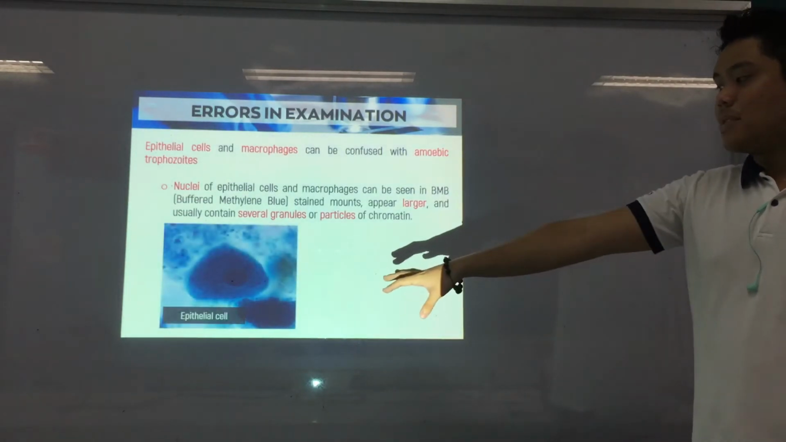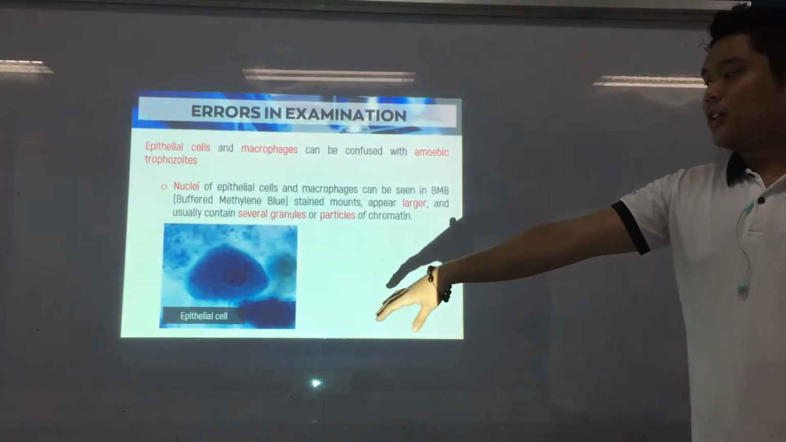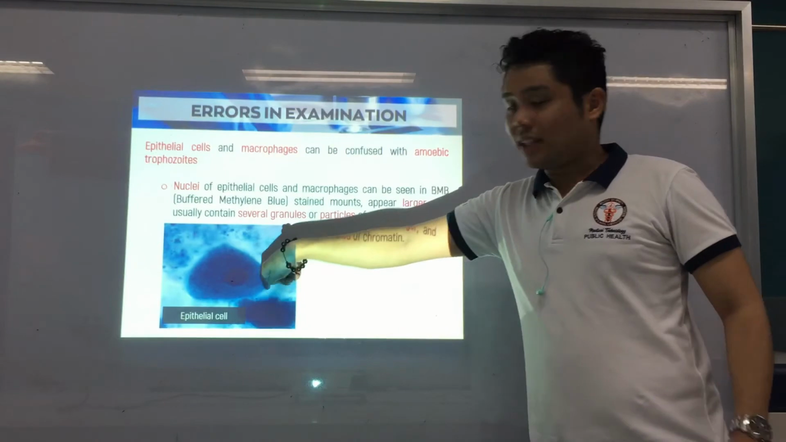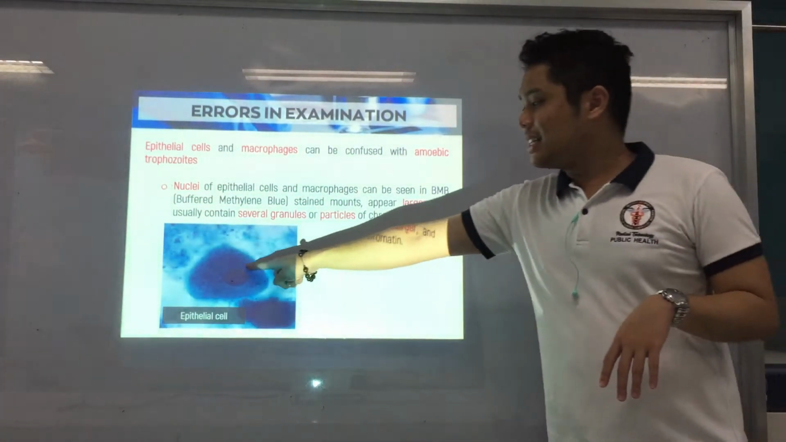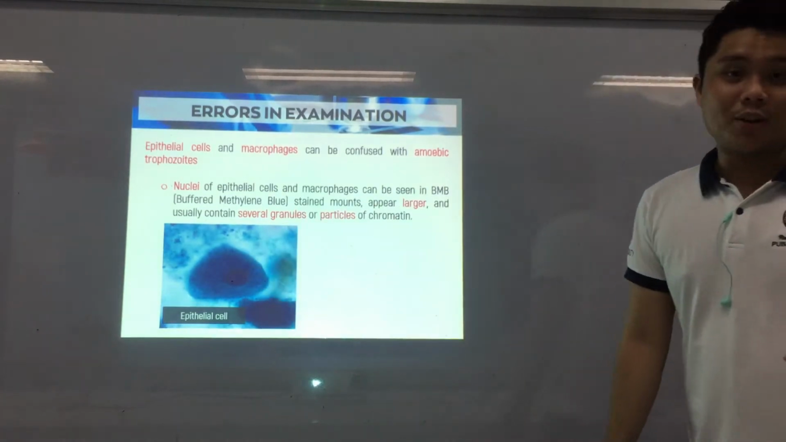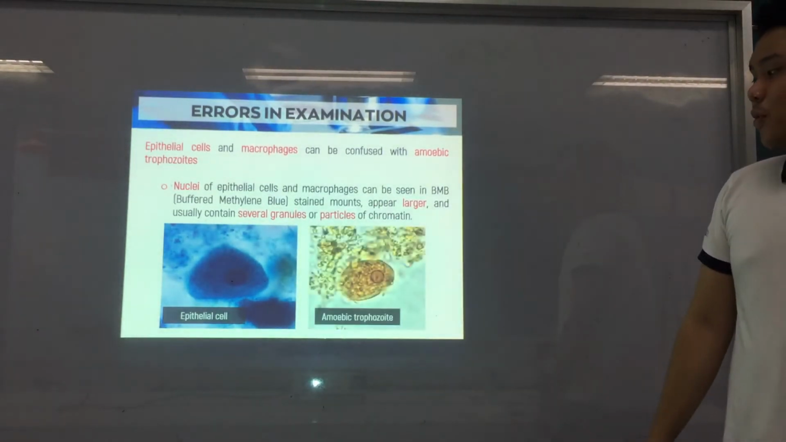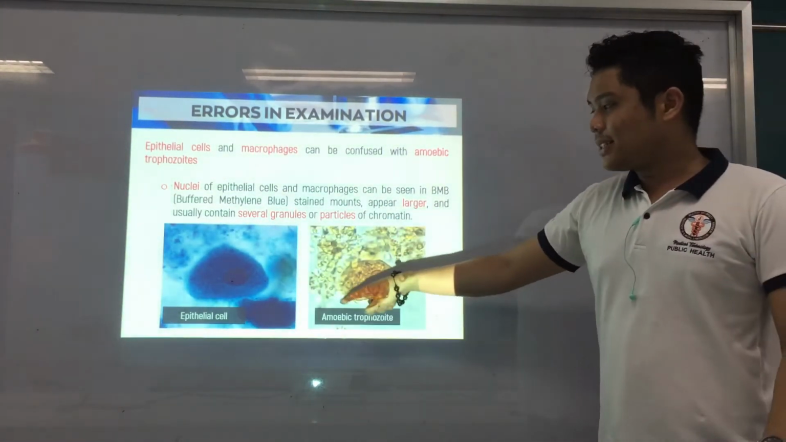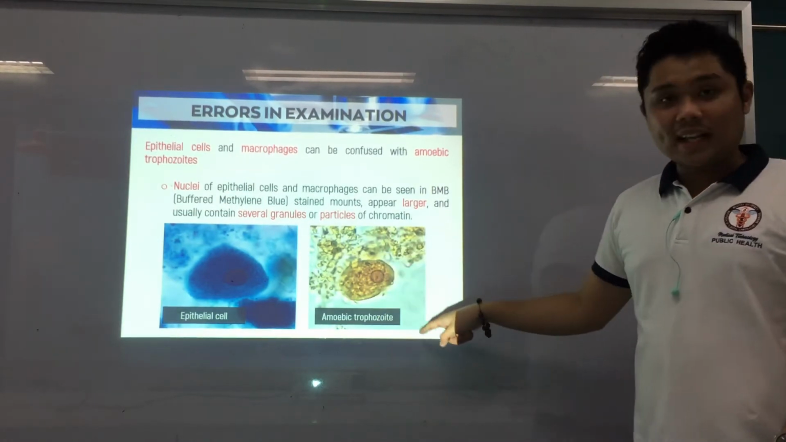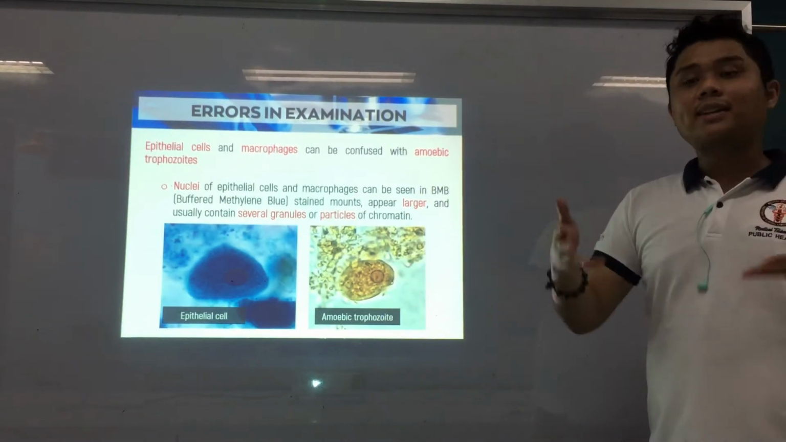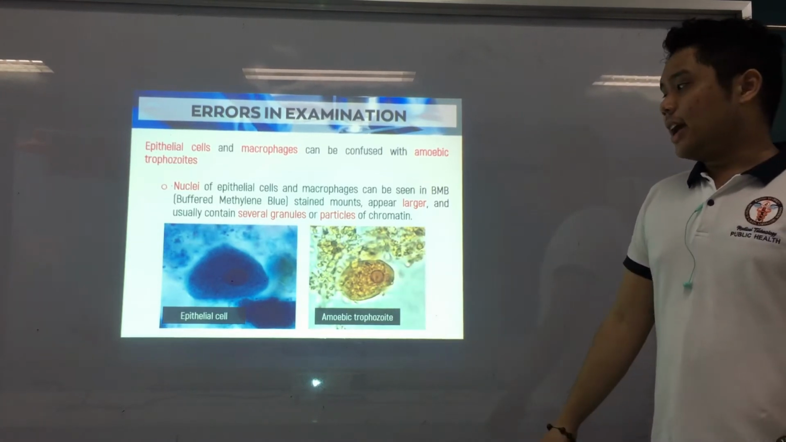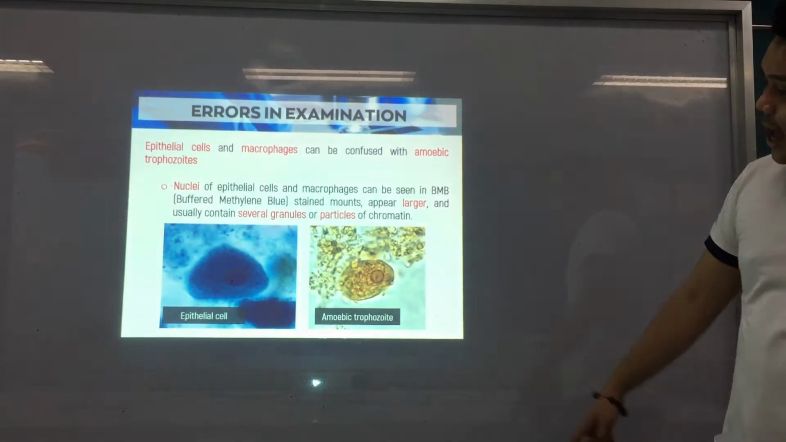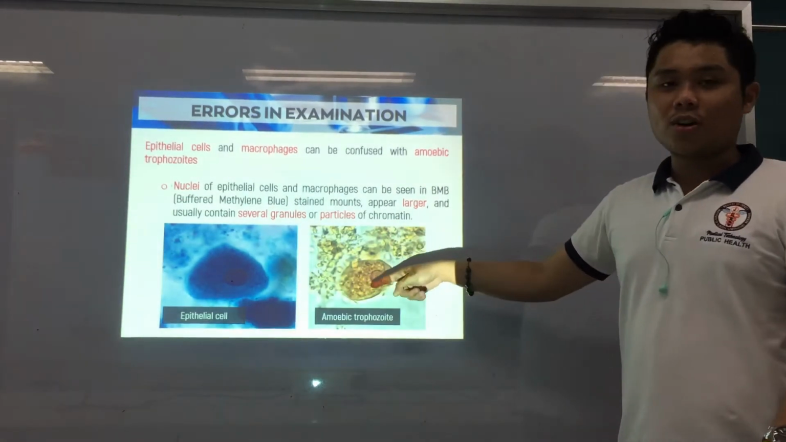This is an example of an epithelial cell stained, no? So as you can see, the border is not totally spherical, no? And it's quite irregular, and it has a large nucleus, all right? Whereas for amoebic trophozoite, as you can see, the shape is quite spherical or elongated. And as you can see, the nucleus is quite smaller, all right? Okay, this is stained with iodine, that's why it's color brown.